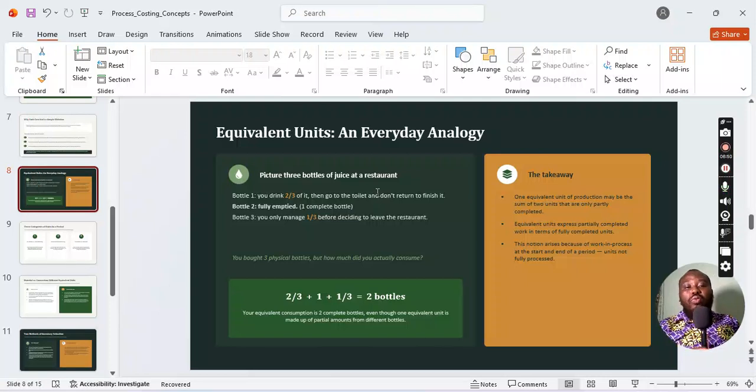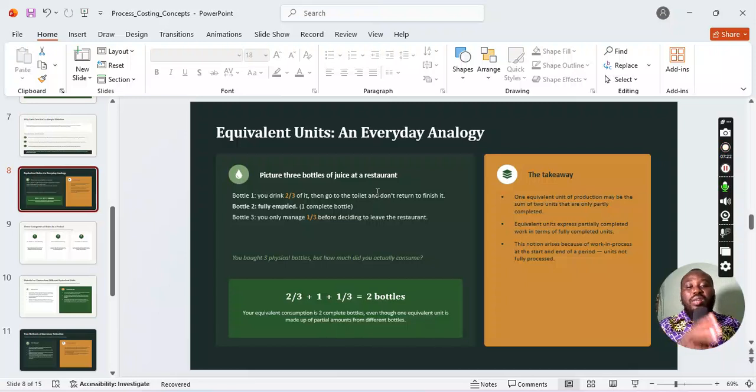Now, for bottle two, fully emptied, it means that we have completely consumed one bottle. But for the first bottle, we still have one third that we have not consumed, meaning we have only consumed two-thirds of that juice. Now for bottle three, we only managed to consume one third before deciding to leave the restaurant. This means that for bottle three, we only consumed one third of it, and left two thirds of it unconsumed.